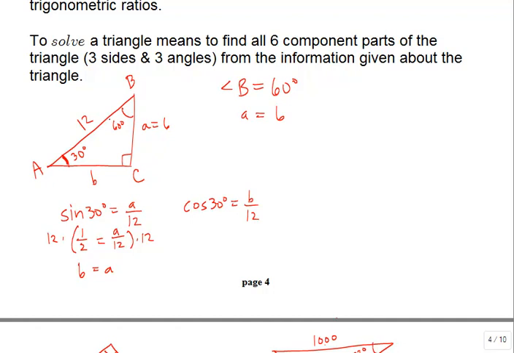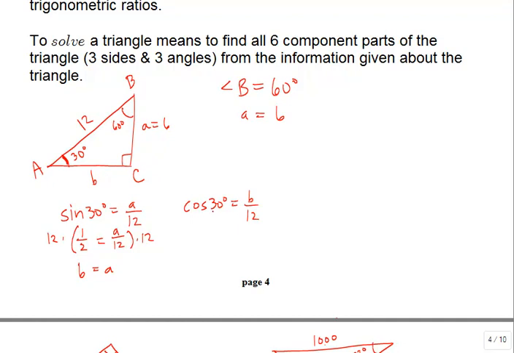Other options, you could have used the 60-degree angle and done a sine for that, or you could have done a tangent of either angle and used the 6 that you had for A and the B that you're looking for. So there's lots of ways to do these problems.